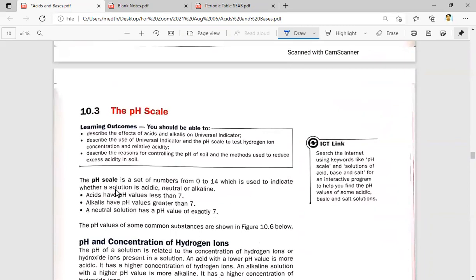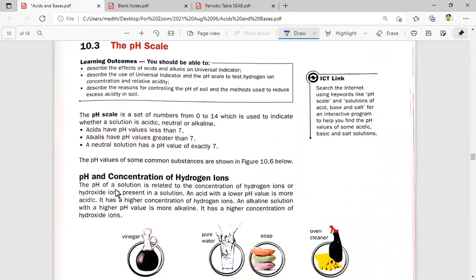Next part here is the pH scale. So I think many of you are familiar with it, so I will not go through too much in detail. But do take note, pH ranges from 0 to 14. Acids have pH less than 7, alkalis have pH greater than 7, and neutral is exactly 7. So what does it mean? It means that when I have pH 0, 7, and 14, 7 is exactly neutral. Anything more than 7, we consider them as alkali. Anything less than 7, we consider them as acid. Only when the pH is exactly 7, then it's considered neutral.